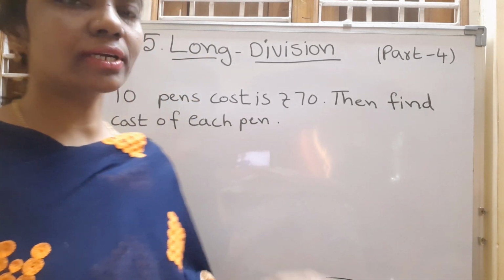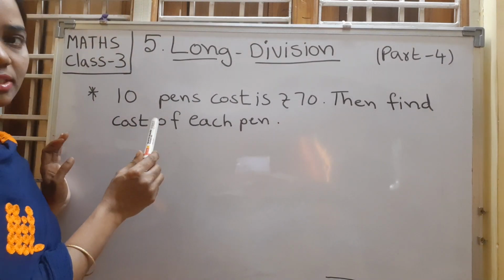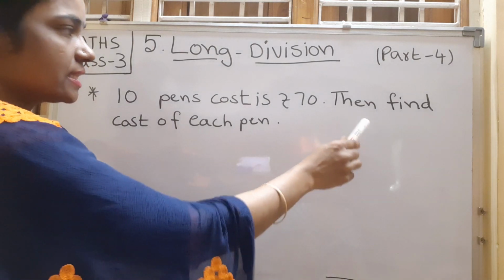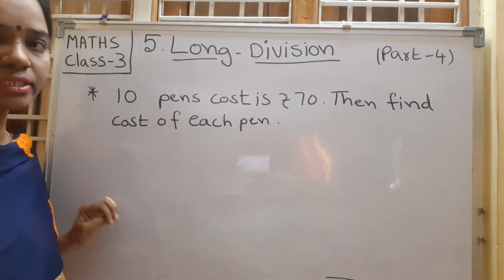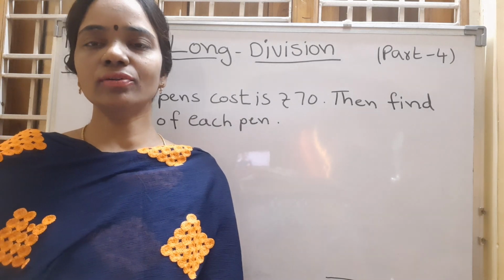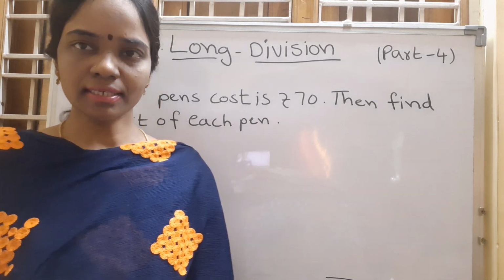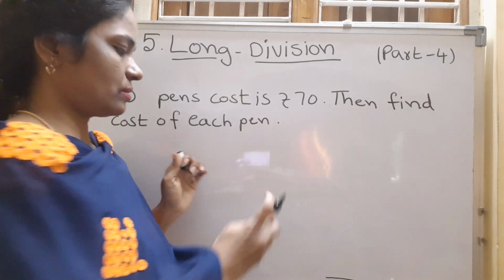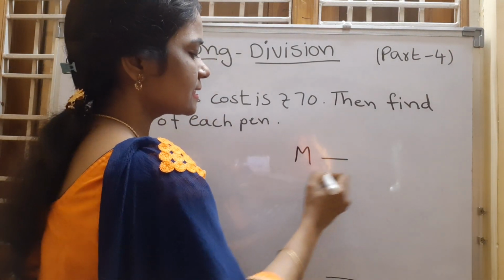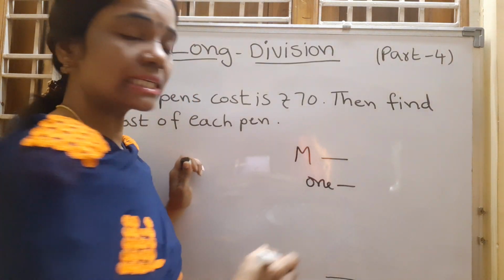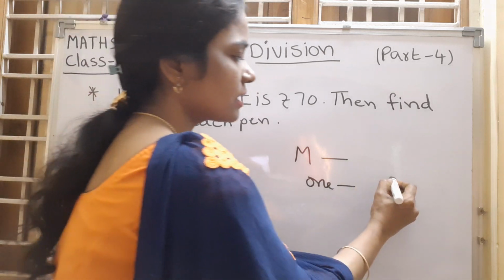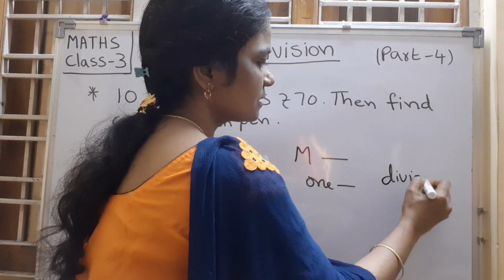Okay, children, first look at the board. So here, this problem: 10 pens cost 70 rupees. Then find the cost of each pen. Before going to solve a word problem on division, I want to give you a hint. That is, if more objects are given and asking for one means take division. Okay, giving more and asking for one means take division.